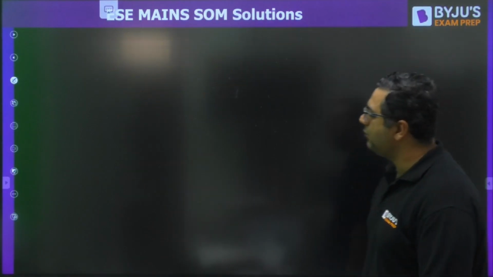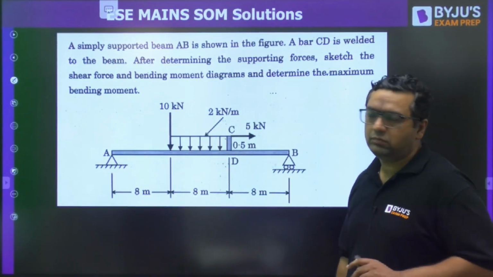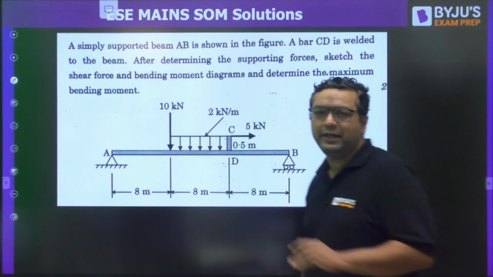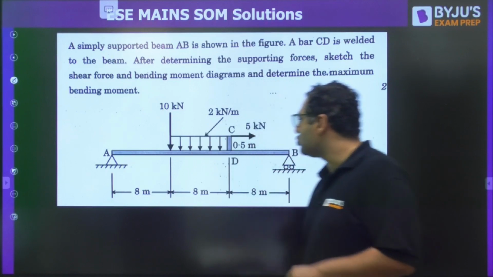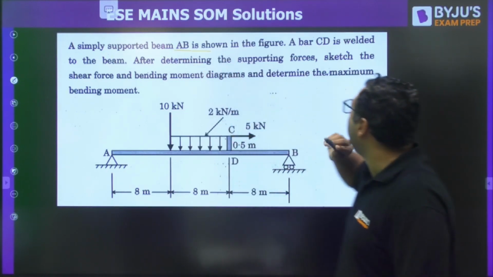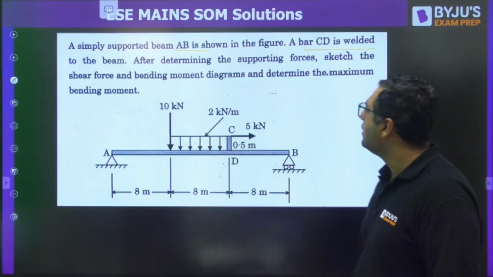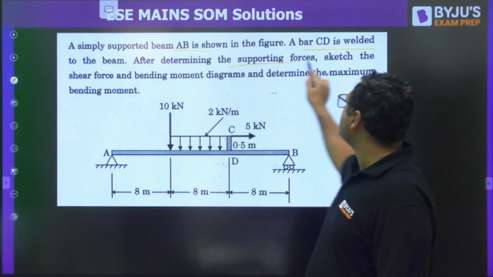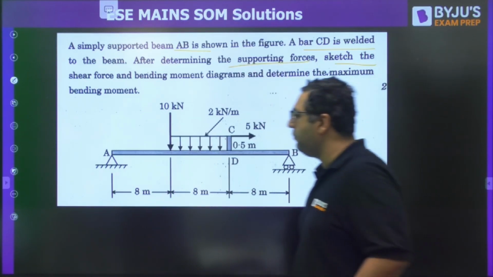Then my dear, moving to one more question. It is from SFD BMD. Here we need to find out the maximum bending moment. So my dear, in this question, they have given a simply supported beam AB, and a bar CD is welded. They have said, after determining the support forces, sketch the SFD BMD and determine the maximum bending moment.